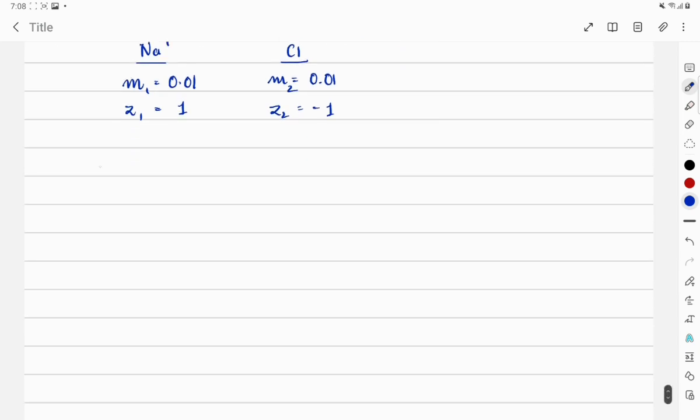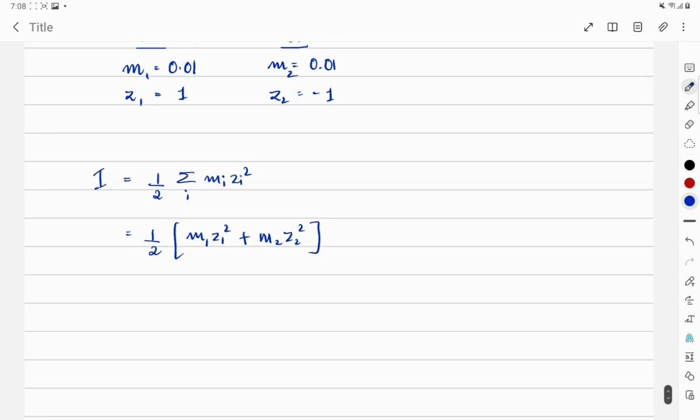Now let's put these values into the equation we know. So the equation for ionic strength is I is equal to half into the sum over i of Mi Zi square. That means here, since we have two ions, we will be using M1 Z1 and M2 Z2. So that will be M1 Z1 square plus M2 Z2 square. Since we have already picked out the data and written it clearly, substitution is the only process left. Half into M1 0.01 into 1 square plus M2 0.01 into -1 whole square.